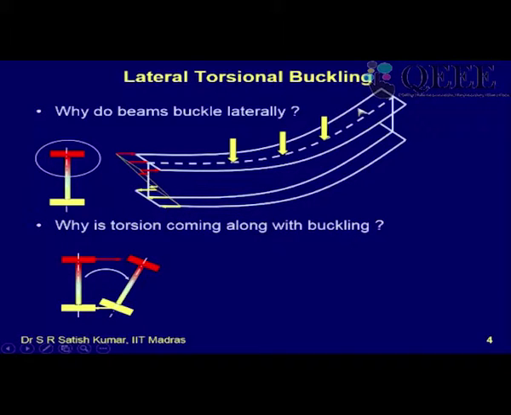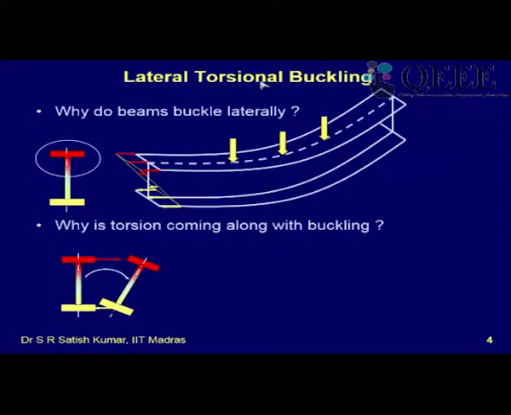So if the entire beam is allowed to twist from end to end, the entire beam may twist, or if the ends are restrained against twisting, then only the middle part will twist. So then the beam cross section has to undergo twisting or torsion. Okay, so that is why we are getting both lateral buckling and torsion in the picture.